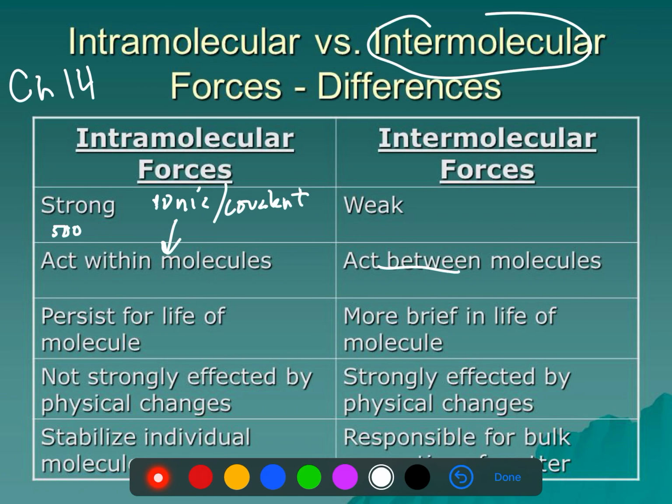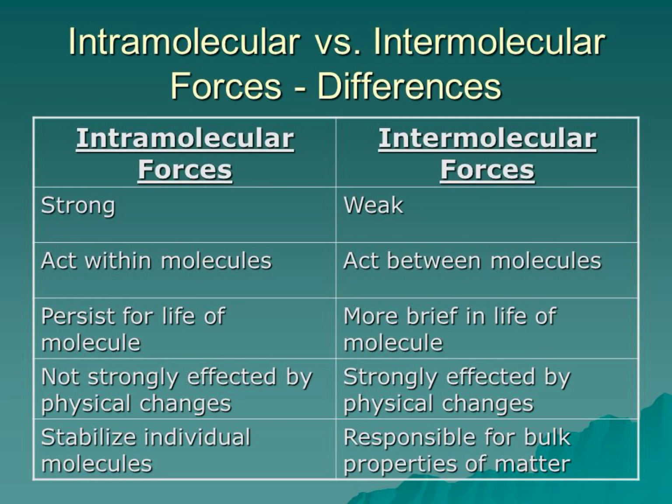Now, generally speaking, when we look at how much energy it takes to break ionic and covalent bonds, you're looking at the range of about 500 to 1,000 kilojoules per mole, whereas the strongest of the weak interactions at most would be about 50. So you're looking at about 5 to 50, not 550, 5 to 50 kilojoules per mole.